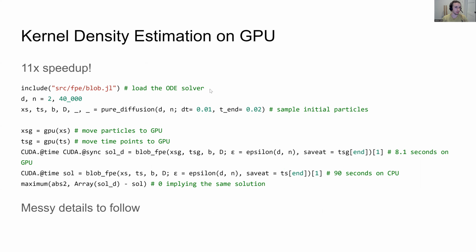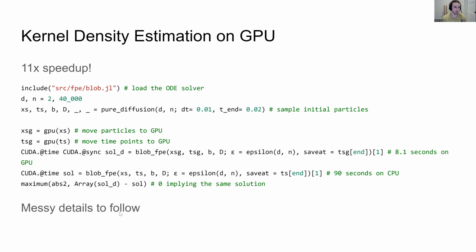So again, we load the ODE solver, we initialize, so now it's 40,000 particles. We sample the initial particles, we move particles and time points to the GPU, and we solve using the other method, using the blob method as opposed to the SBTM method. The SBTM method was the neural network approach, and the blob method is the kernel density estimation approach. And here we get approximately the same speedup as we saw in the previous example.